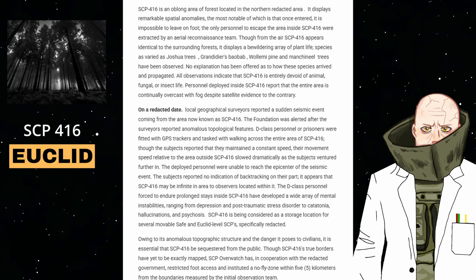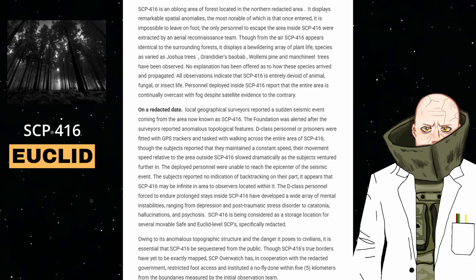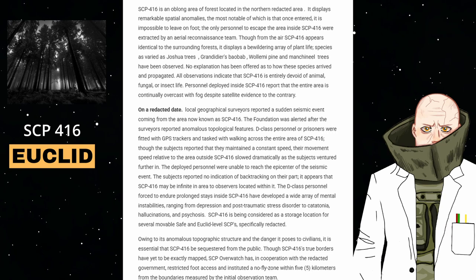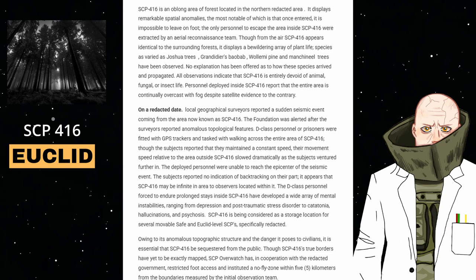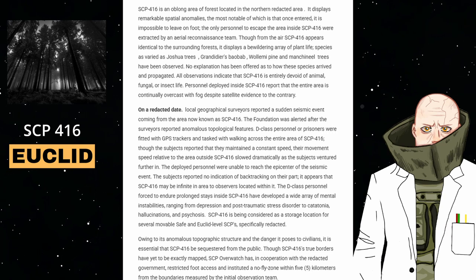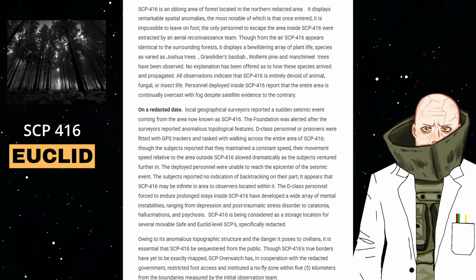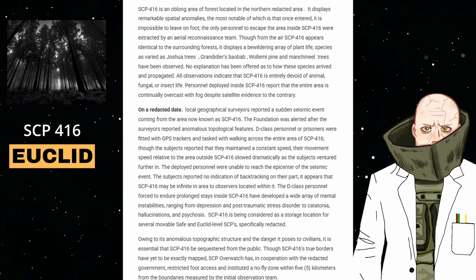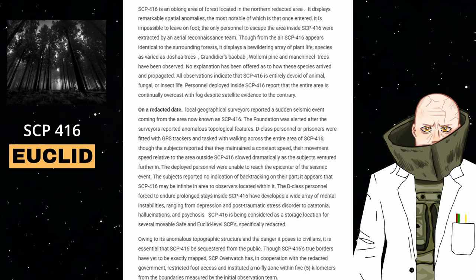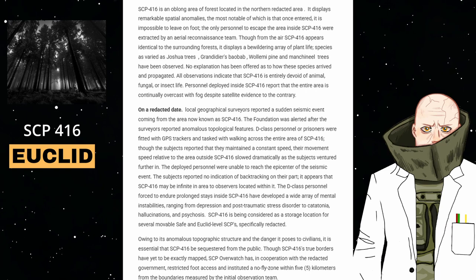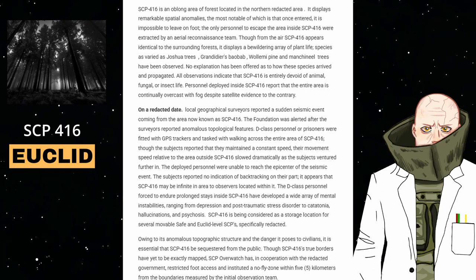Though from the air 416 appears identical to the surrounding forests, it displays a bewildering array of plant life. Species as varied as the Joshua trees, grand-eyed baobab, Wollemi pine and manchineel trees have been observed. No explanation has been offered as to how these species arrived and propagated.